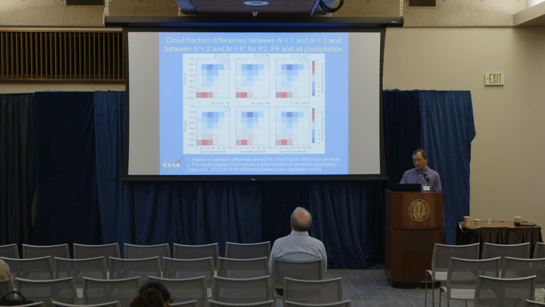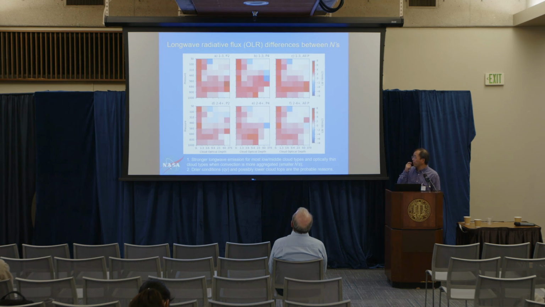I've shown other differences there that show the longwave radiative flux. And you see those are impacted by both the moisture profiles. So when convection is more aggregated, so one or two, one unique cloud object, you have more longwave emissions for the upper thin clouds, and also for the lower clouds. So those results indicate you don't need to separate into different regimes to look at the differences.